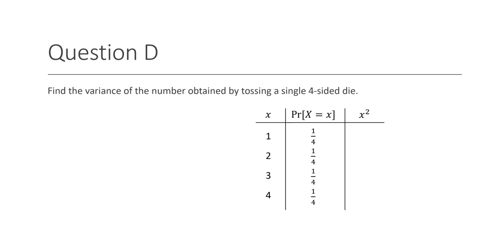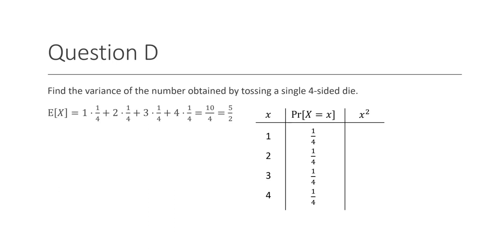The next thing we need to do is figure out what the expected value is. Well, the expected value is going to be 1 times 1/4 plus 2 times 1/4 and so on. And that will give us 10/4, which is 5/2.